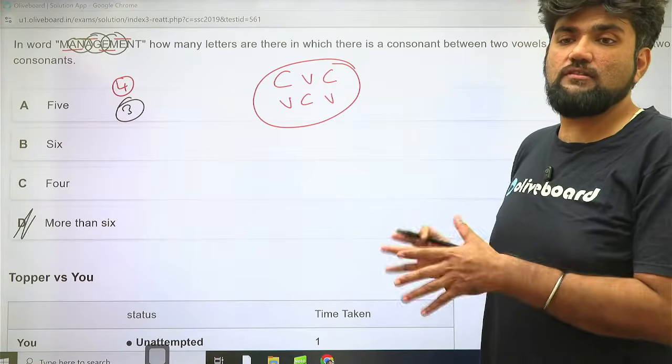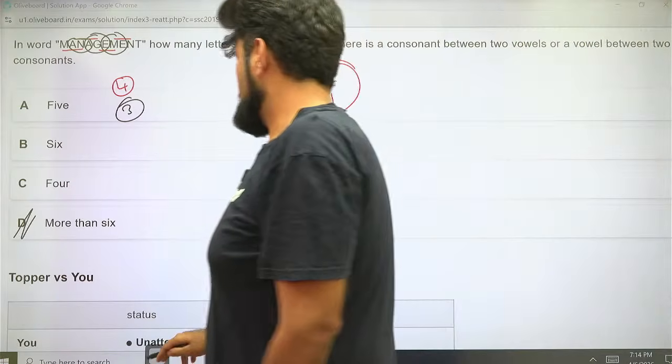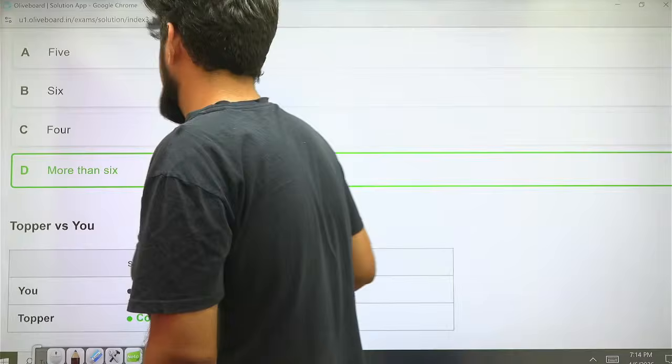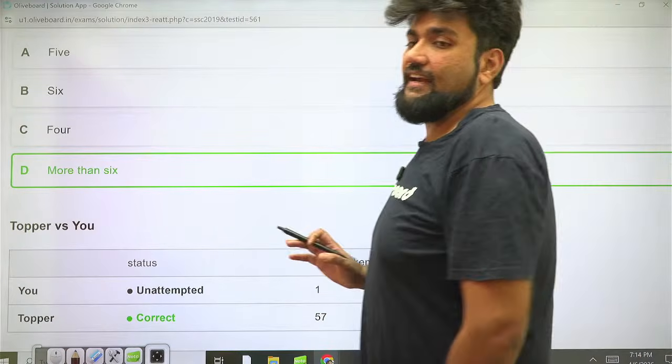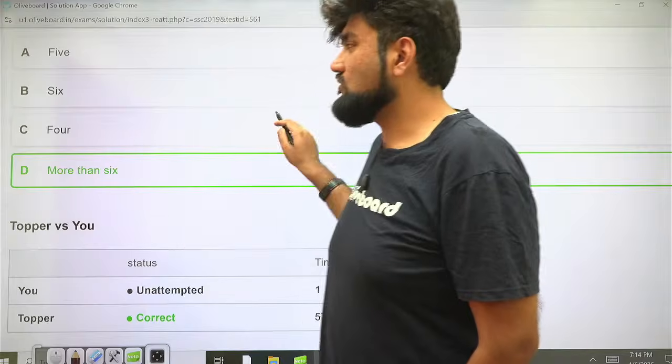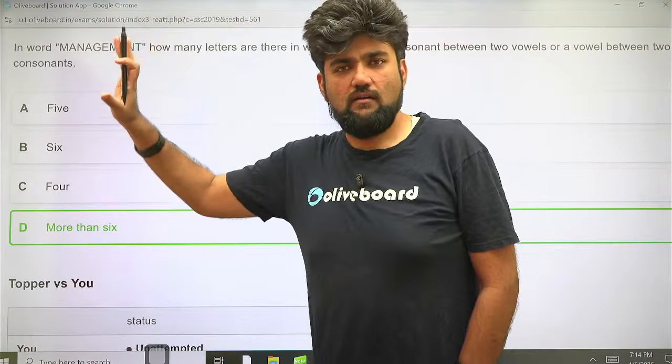Every possible combination you will have to check. If you don't understand the question, then it's gone. 57 seconds. Okay. 60 seconds is too much to attempt this question. It was not needed. It's clearly visible. You are with me here.